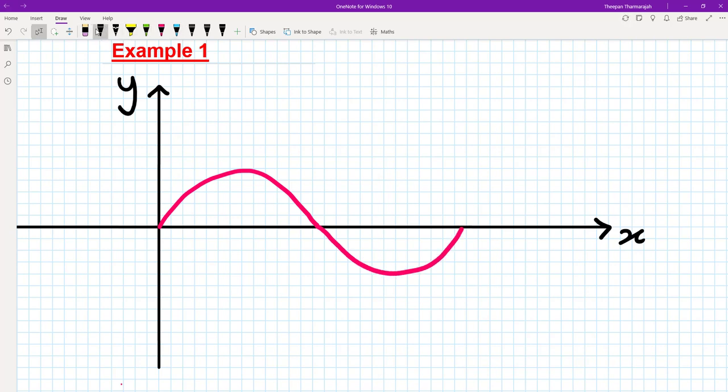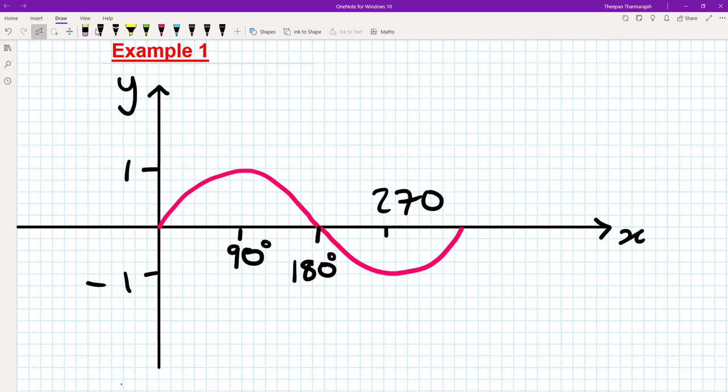And then what we say is that the maximum of this graph is at 1 and the minimum is at -1. So they have certain values where it crosses the x-axis. So it has a maximum at 90, so sine of 90 is 1, and then it cuts the x-axis at 180 degrees. This is 270 degrees, and this is going to be 360 degrees. Now this graph is known as y equals sine x.